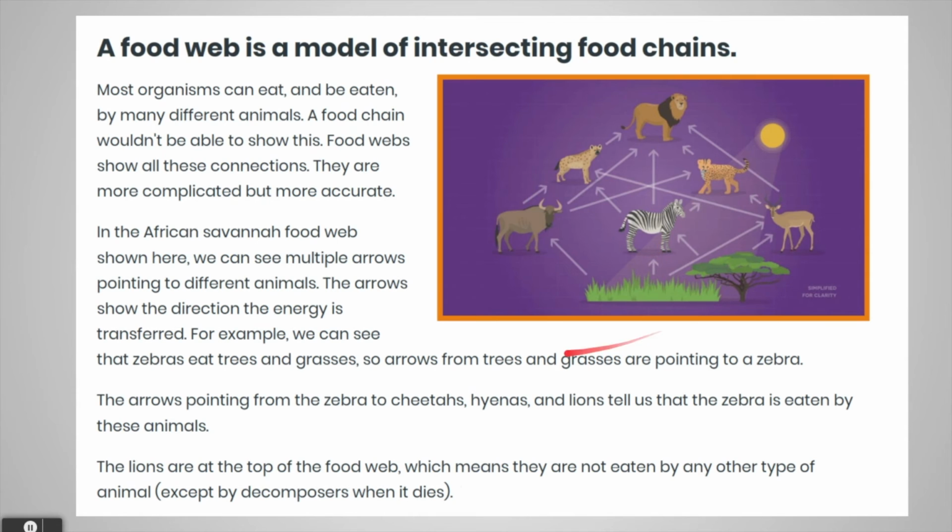The lions are at the top of the food web, which means they are not eaten by any other type of animal because they are the king of the jungle. The only thing that eats a lion is a decomposer when the lion dies. Now, what is a decomposer? We really don't see it on this food chain.